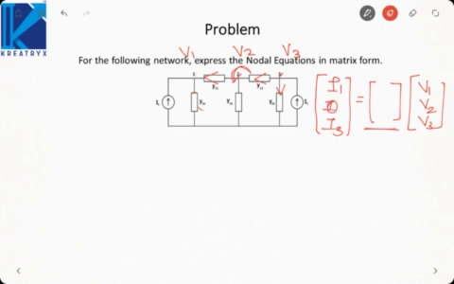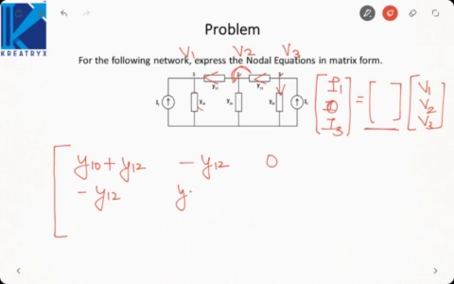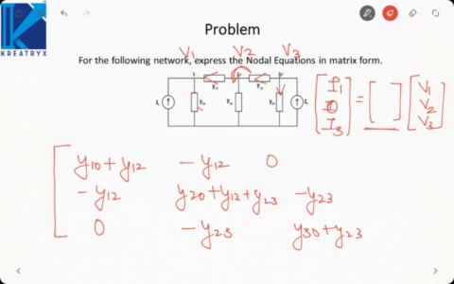it will directly be y10 plus y12, minus y12 and then 0. And here it will be minus y12, y20 plus y12 plus y23, minus y23. It will be 0, then minus y23, y30 plus y23. Now this matrix is called the bus admittance matrix, Y bus.